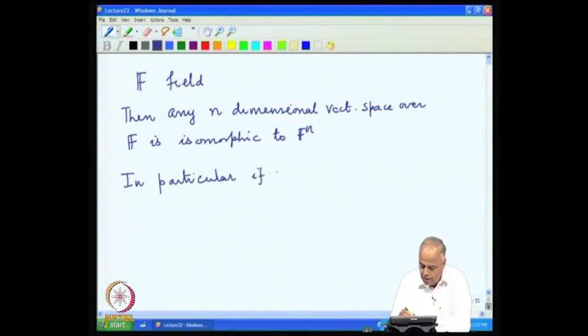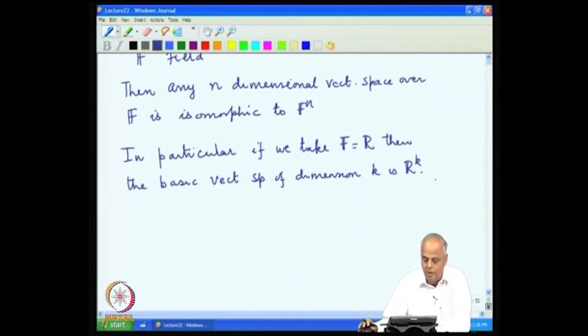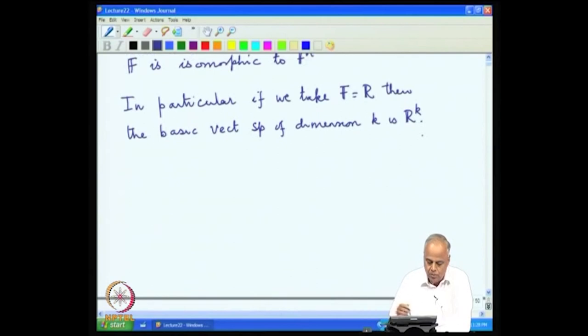Now, in particular, if we take F to be the field of real numbers, then the basic vector space of dimension k is Rk, and it is because of this reason that we study Rk in great detail. So, hence we look at Rk in more detail.